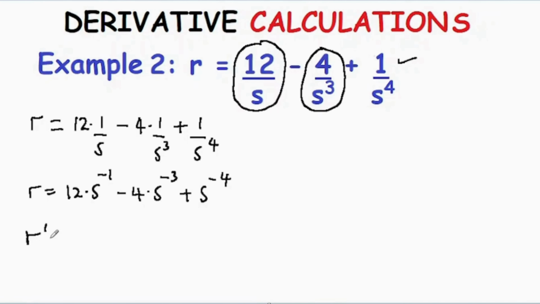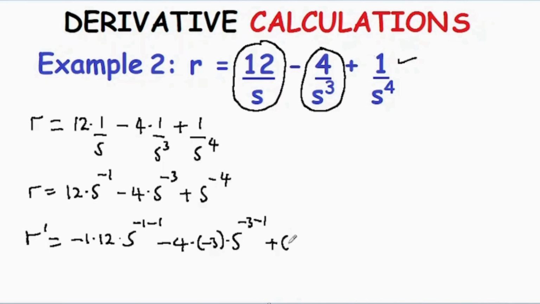Okay, so we have r prime. Let's consider the first term. Negative 1 comes down. Negative 1 multiplied by 12 multiplied by s. So we reduce the power by 1. So we have negative 1 minus 1. Let's proceed to the second term. The power is negative 3. Negative 3 comes down, multiplied by the negative 4 we have here, multiplied by s. So we reduce negative 3 by 1, negative 3 minus 1. Plus, for the third term, we have negative 4 as the power. Negative 4 comes down. Let's put that in brackets.